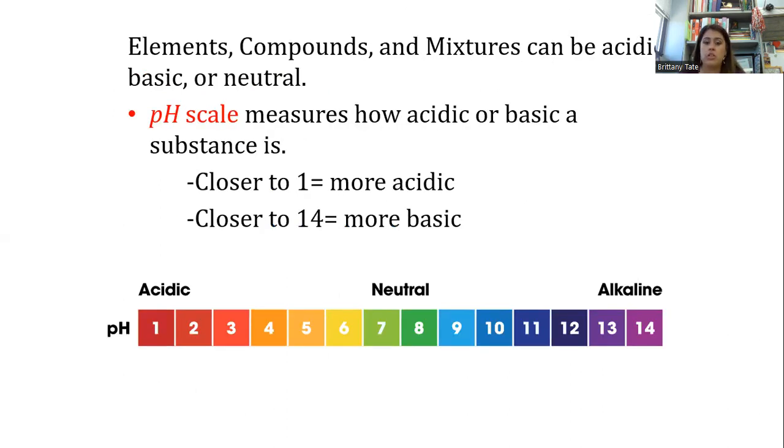So elements, compounds, and mixtures can also be measured using a pH scale. The pH scale is going to tell us how acidic, basic, or neutral something is. So the lower the number, the more acidic, the higher the number, more basic. So 7 is what we consider neutral. From 1 to 6, acidic. From 8 to 14, alkaline or basic. And this is just saying how the hydrogen molecules are reacting, but what you have to know related to the pH scale is: the lower number, acidic; the higher, basic; 7 is neutral.